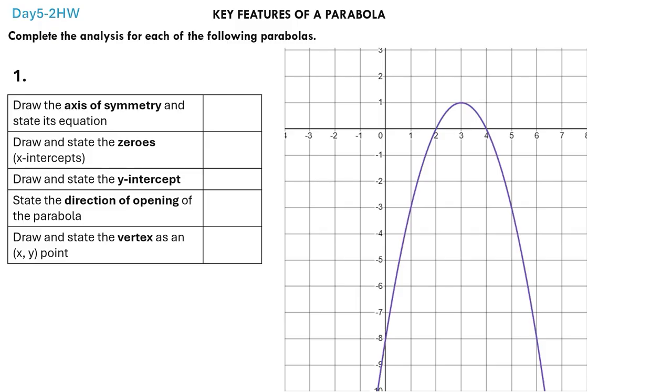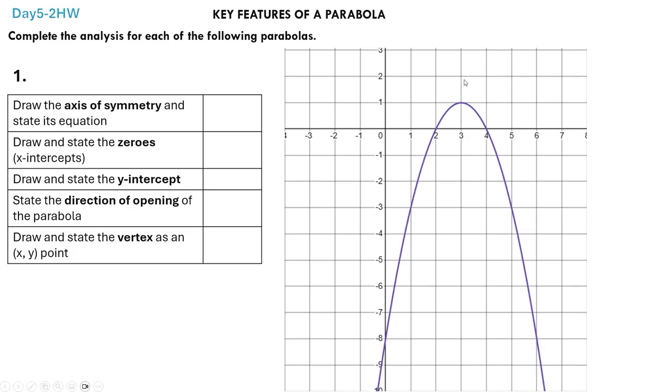So these are our homework solutions for day 5.2. And we're given this parabola, this graph, and we're asked to answer the following. So first we're asked to draw the axis of symmetry and state its equation. Well, the axis of symmetry is that imaginary line that passes down through the middle of our parabola.